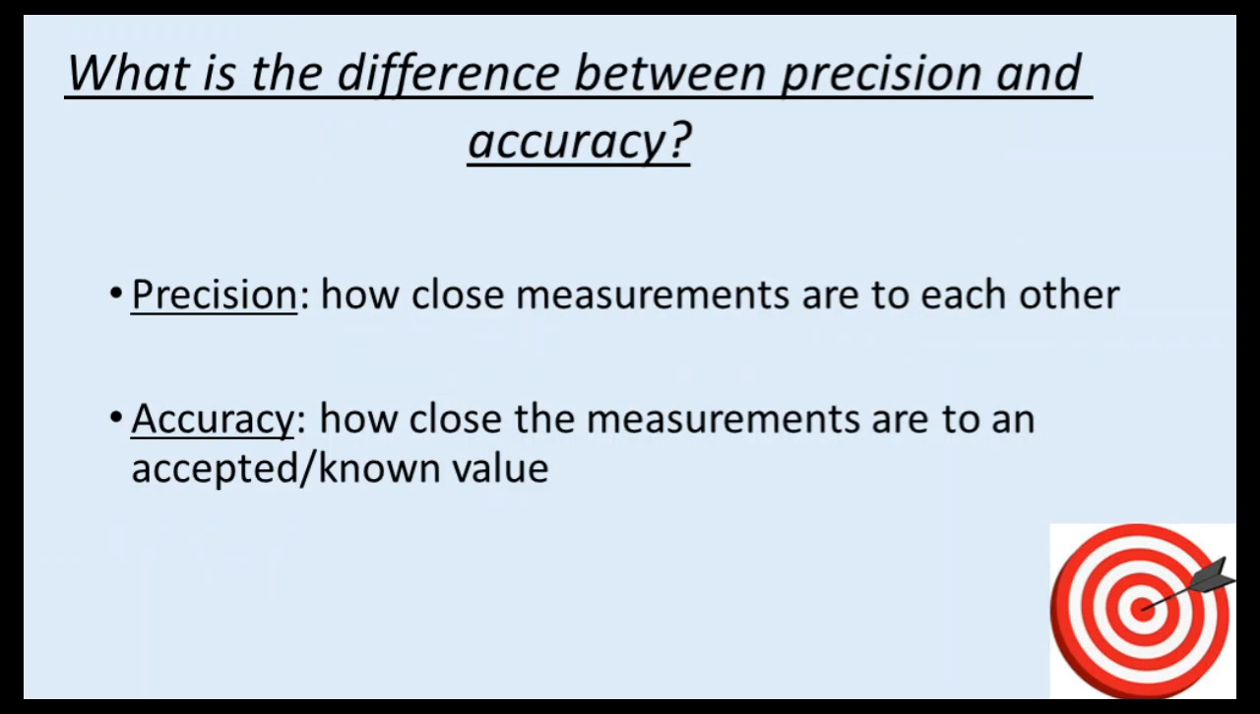Precision is going to focus on how close measurements are to each other. So if you have a bunch of different measurements, we're going to take a look and see if the measurements that you're getting are all close together. Accuracy is going to focus on how close the measurements are to an accepted or known value. So if you have a certain number that you are trying to get to, we're going to take a look at all of the measurements that you have and see if they're close to that value that you're trying to focus on. So that's the big difference between precision and accuracy.